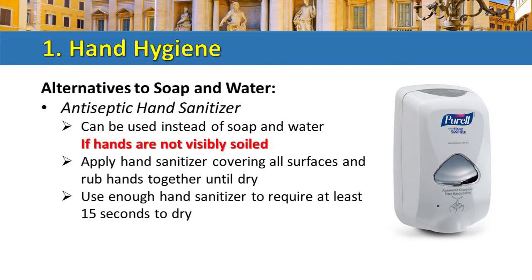Remember, hand sanitizer can be used instead of soap and water if your hands are not visibly soiled. When you do use hand sanitizer, apply enough to cover all surfaces of your hand and rub your hands together until they're dry. To be effective, hand sanitizer should take at least 15 seconds before it dries.